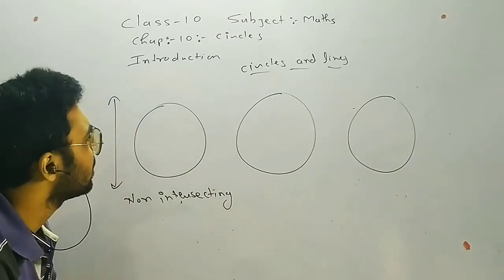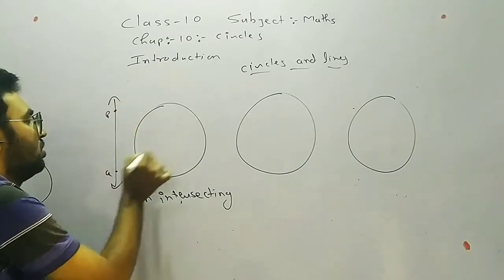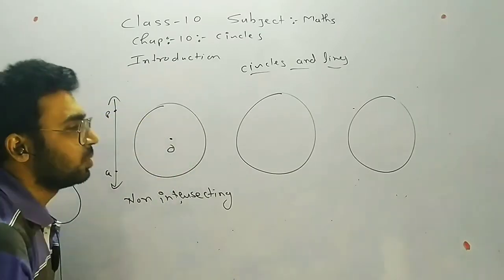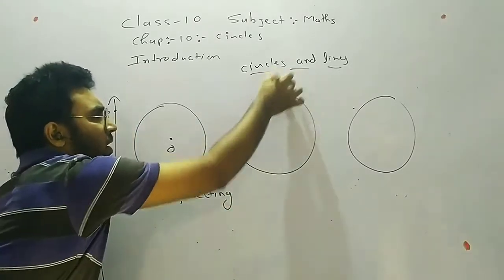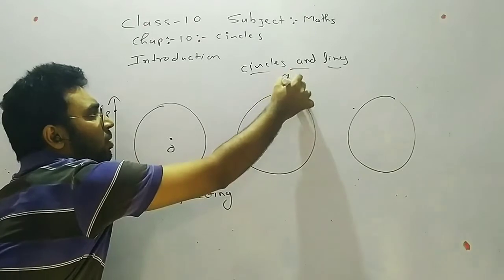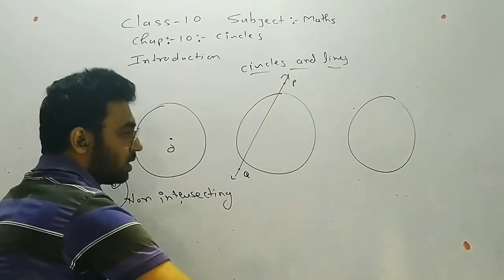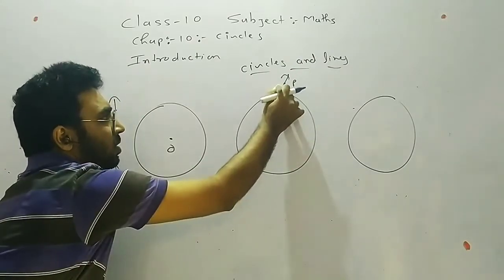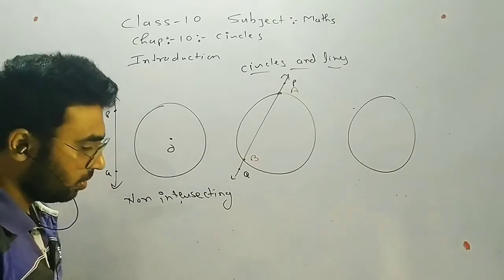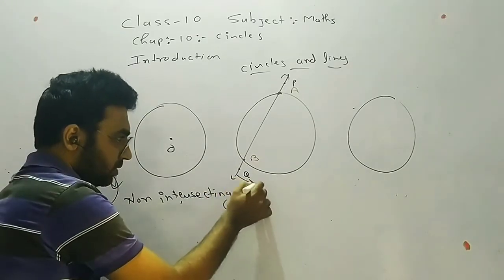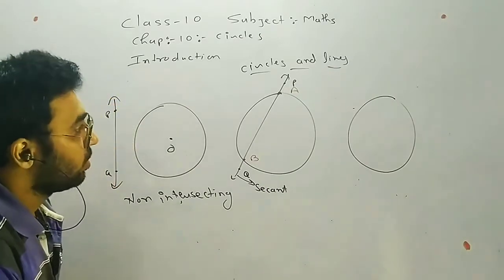Another possibility: the line name is PQ, and the center of the circle is O. The line can intersect the circle at two points, which are A and B. You can see in the figure. That line is called a secant. Okay, not a chord.